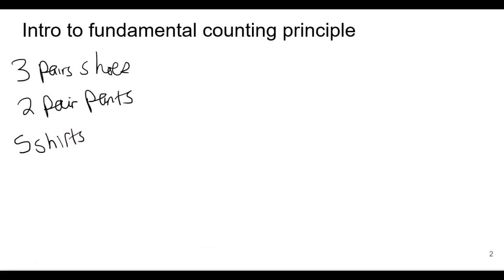So the first thing we're going to talk about is the fundamental counting principle, which is something that you guys probably learned in Algebra 1, if not pre-algebra. So if I had 3 pairs of shoes and 2 pairs of pants and 5 shirts, how many outfits?